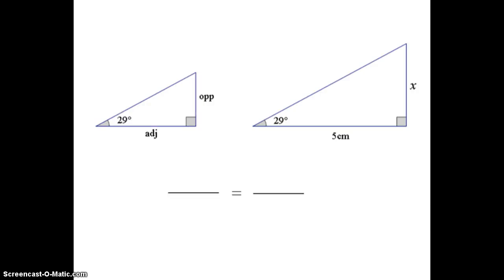We're looking at two triangles that we know are similar based on the angle-angle similarity postulate. We've got two pairs of corresponding angles that are congruent. We've got the 29-degree angles that we know are congruent to each other, and the right angles congruence theorem lets us know that this pair of right angles are congruent to each other as well.